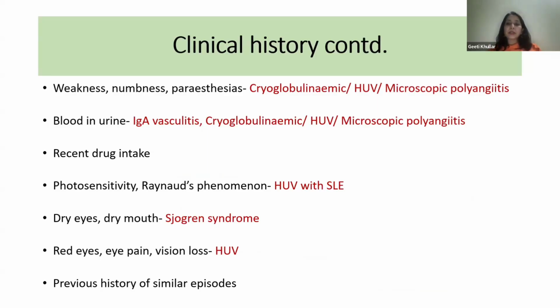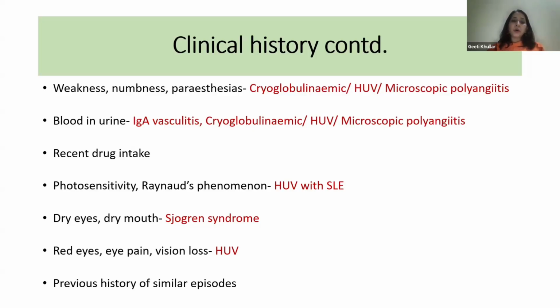Then microscopic polyangiitis. So these are all the types which are associated with neurological complaints. Blood in urine, blood in stools. We already mentioned IgA vasculitis, urticarial vasculitis. Of course, glomerulonephritis is an important feature in many of these vasculitides, especially cryoglobulinemic vasculitis and microscopic polyangiitis.